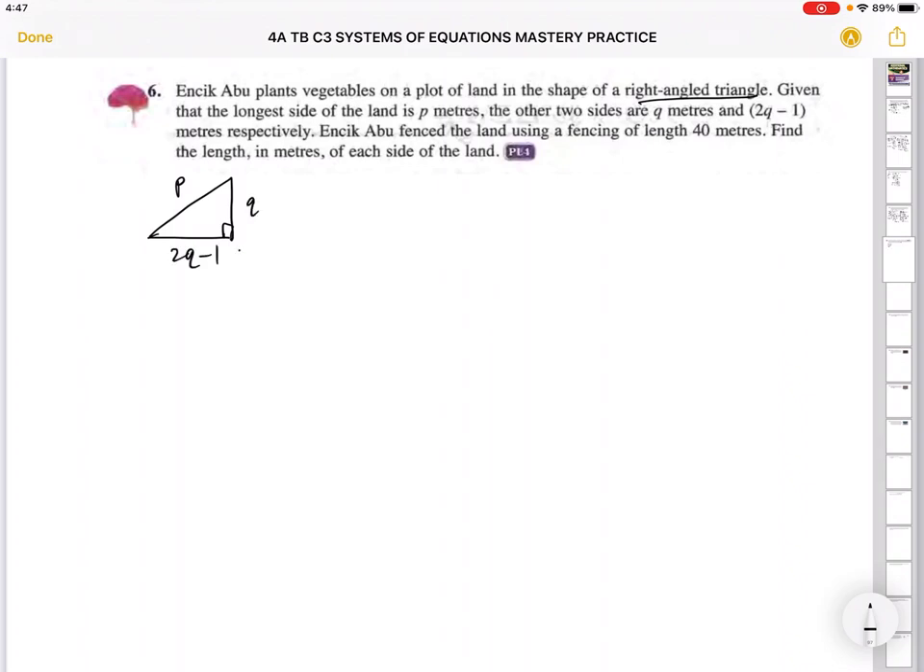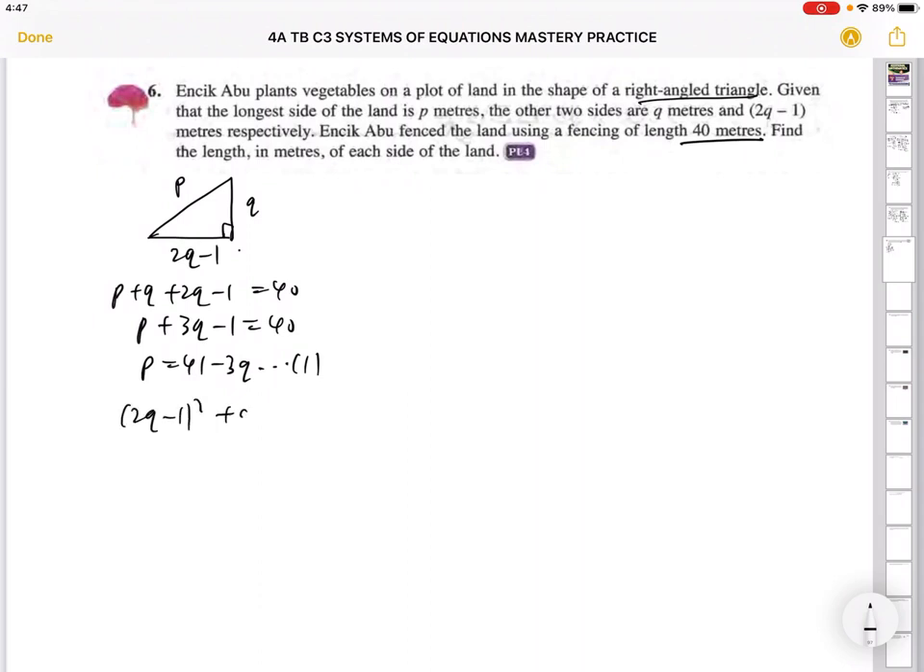All right, number 1, the fence is 40 meter. Okay, the fence is 40 meters. So I'm going to write p plus q plus 2q minus 1 equals to 40. P plus 3q minus 1 is 40. P is 41 minus 3q. This is my first equation. The second equation, obviously we have to use Pythagoras, so we take 2q minus 1 square plus q square equals to p square. Or maybe I write p square first, easier. This is 4q square, sounds like a bad word. 4q plus 1. This is another, sorry, q square. 5q square minus 4q plus 1. There you go, equation number 2.